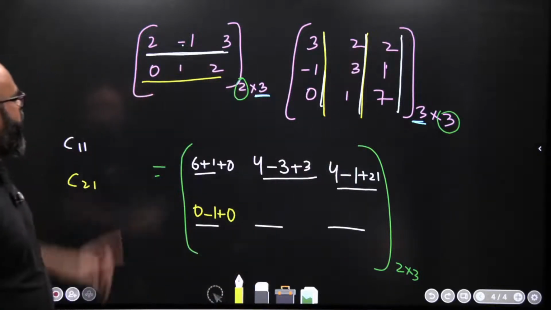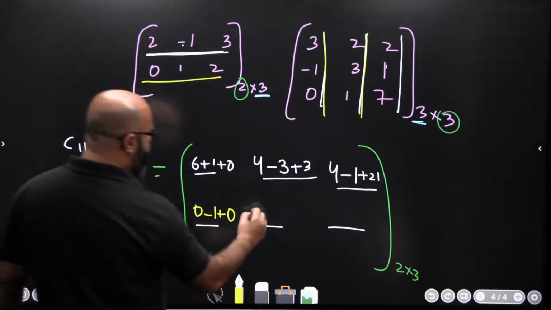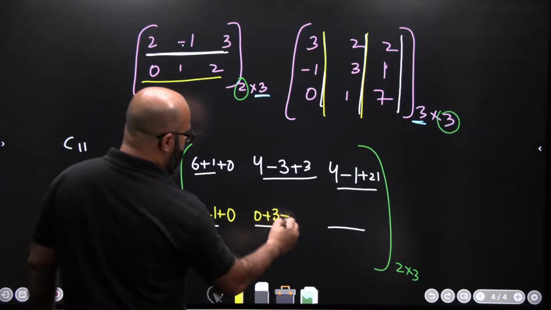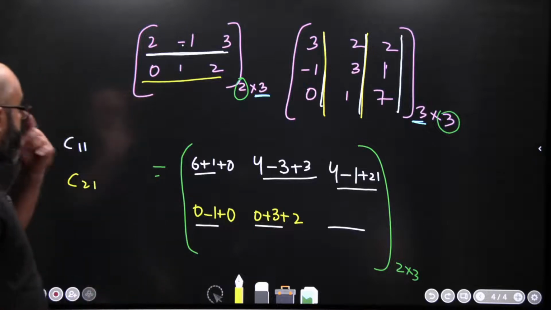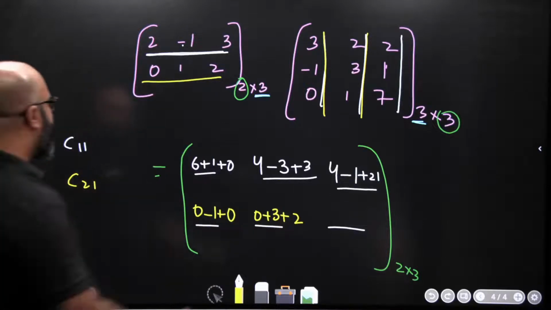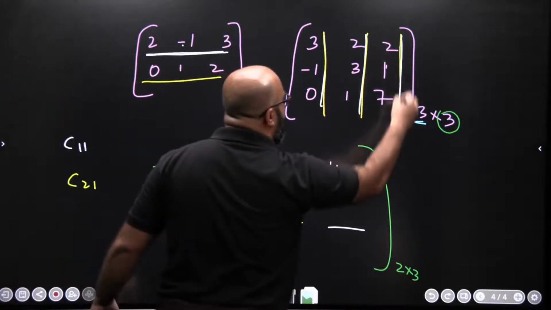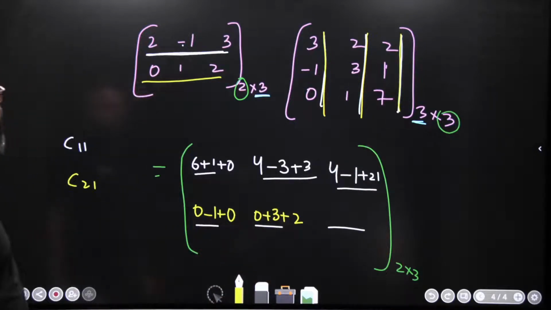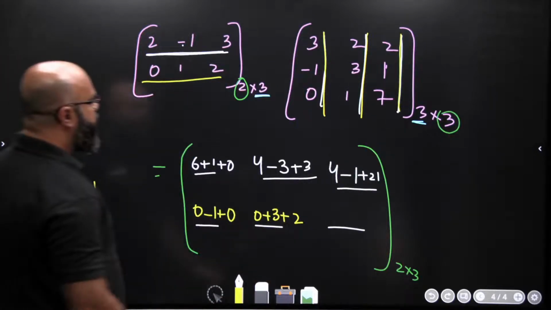So it would be 0 plus 3 plus 2. Then we will take second row and third column. So it will be 0 plus 1 plus 14.